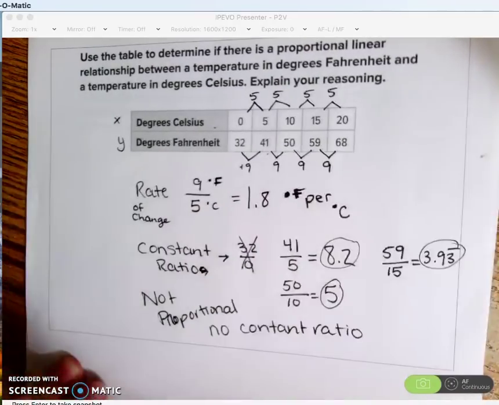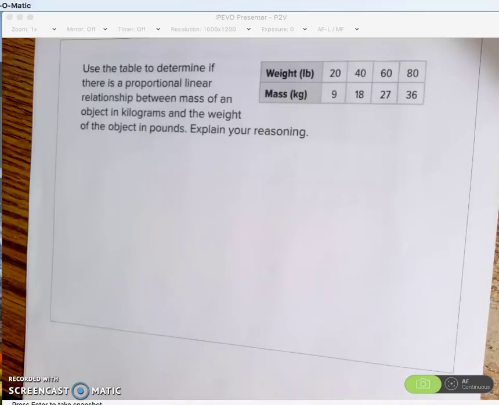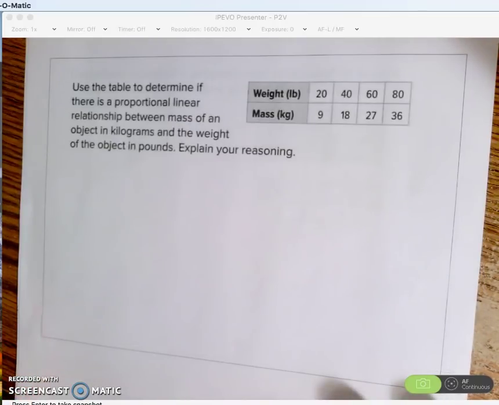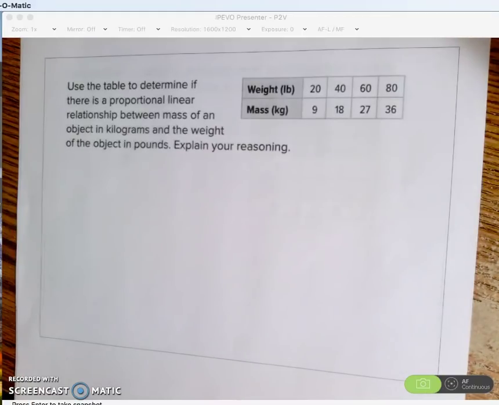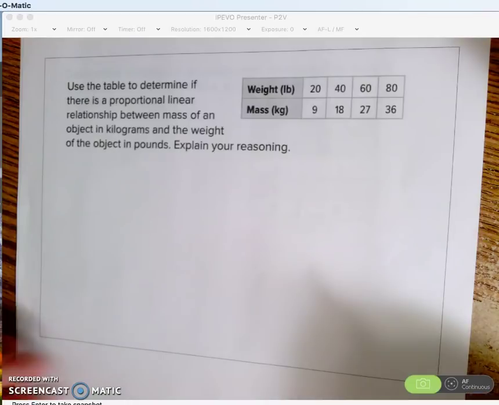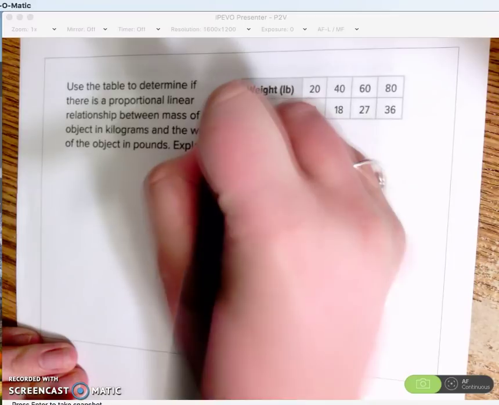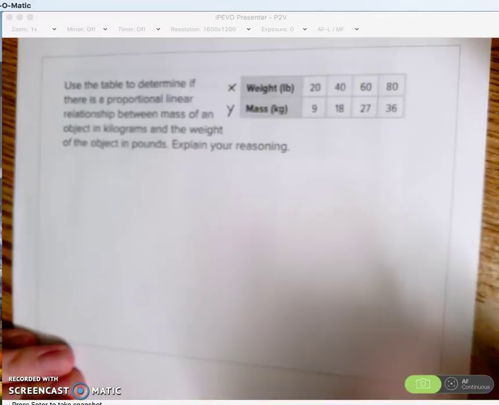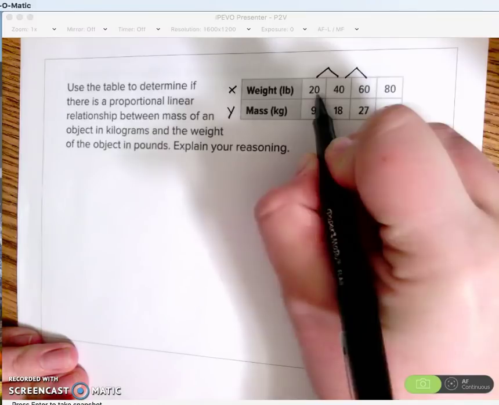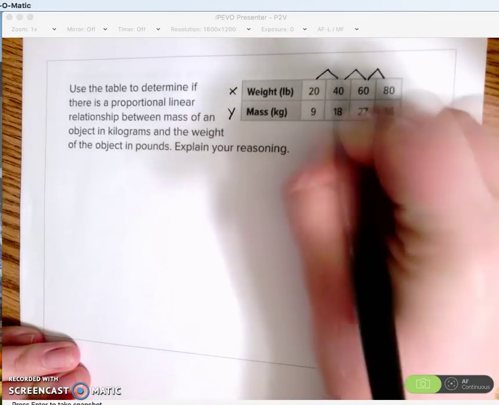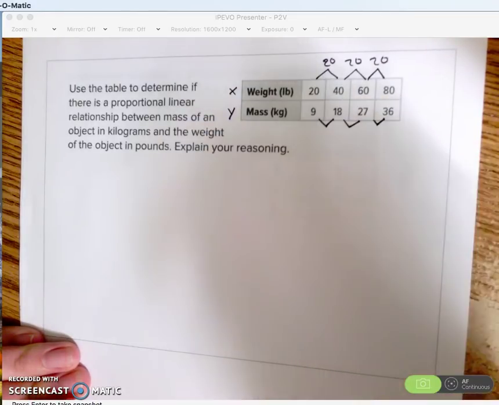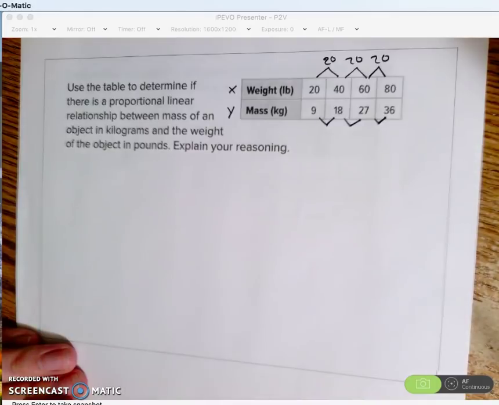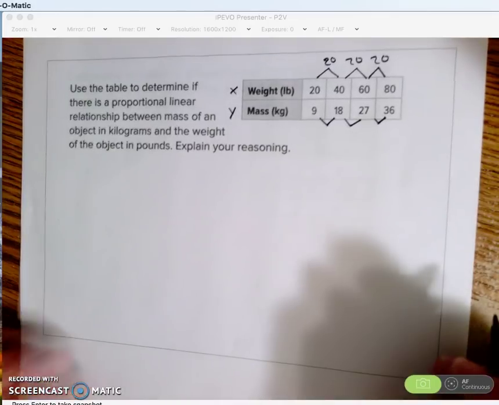Okay, let's try another one. Using the table, determine if there is a proportional linear relationship between mass of an object in kilograms and the weight of the object in pounds, and explain your reasoning. Okay, they're not labeled, so this is going to be my X and this is going to be my Y. The difference here, I'm adding 20 each time. So that's going to be 20. Now I know that if I add the same thing down here, I'm going to have a constant rate of change, which means it's going to be linear.